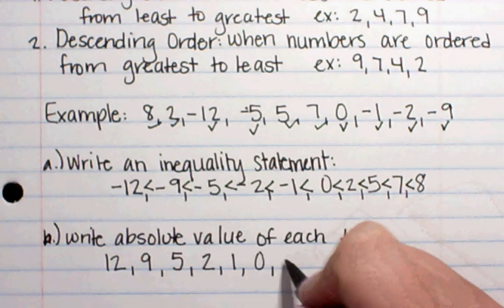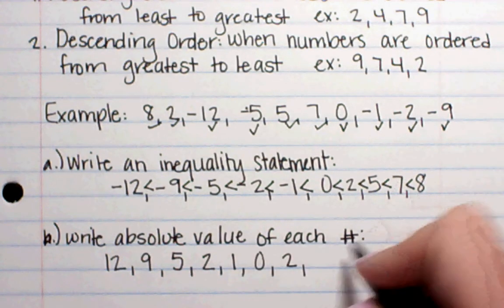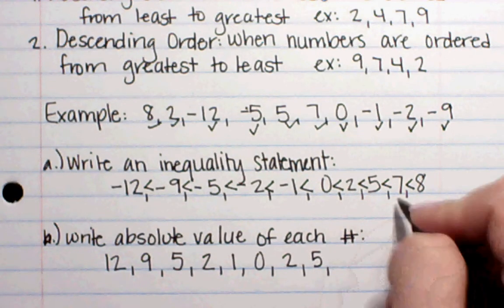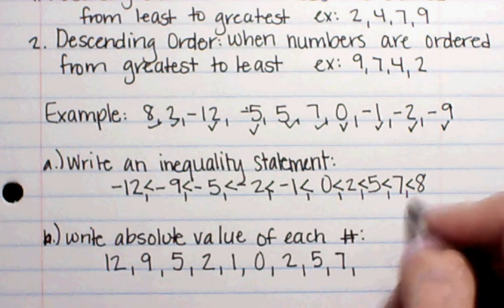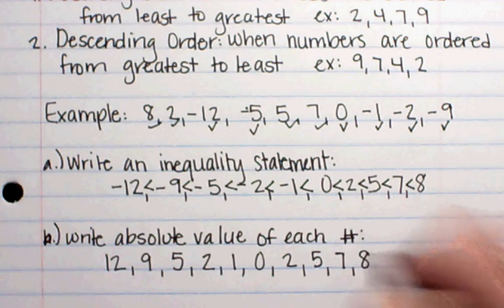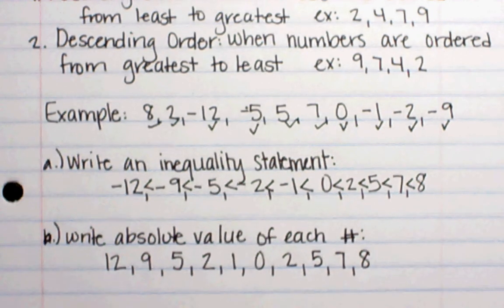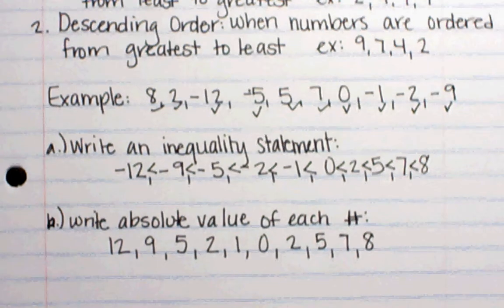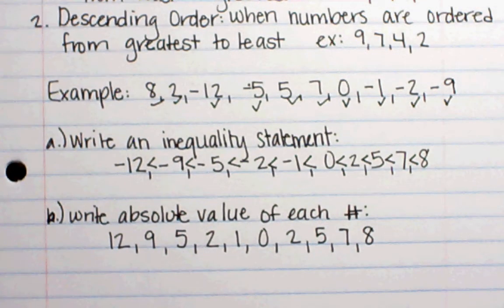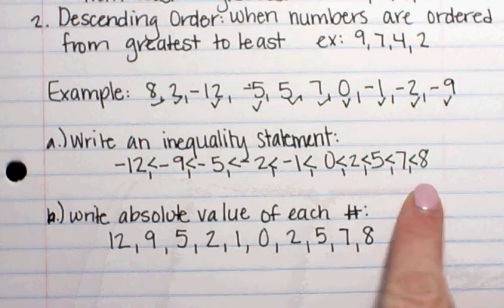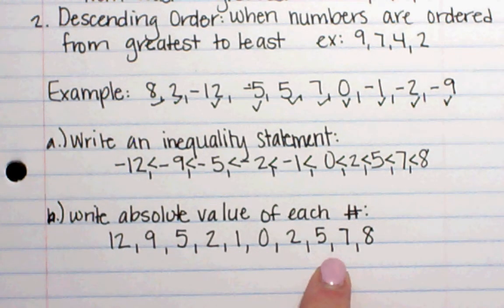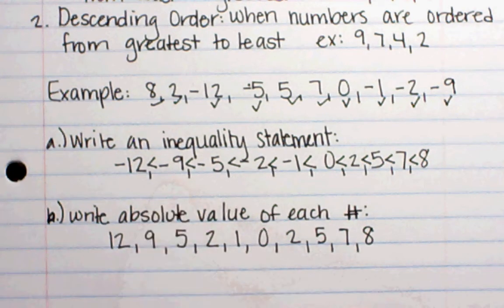Absolute value of 2 is 2. Absolute value of 5 is 5. Absolute value of 7 would be 7. And absolute value of +8 would be 8. Now, we're going to pay attention to the order. So here we put these in order and it's correct, but when you find the absolute value, the order in which you had them initially may not be correct.